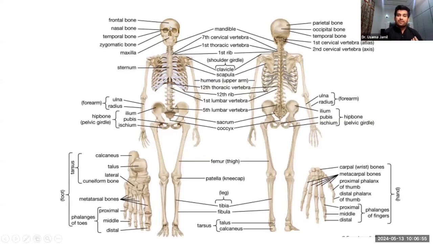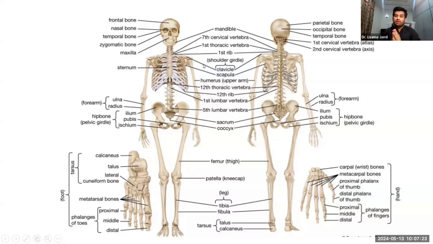This is our skull, this is our vertebral column, and these are our ribs. This is the sternum. These are our upper arm bones. These are the forearm and the hands. Then there are our hip bones. Then our legs, then lower legs, then feet. So this is how bones are organized.